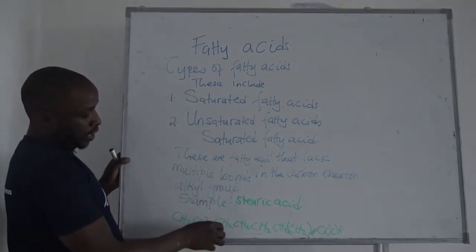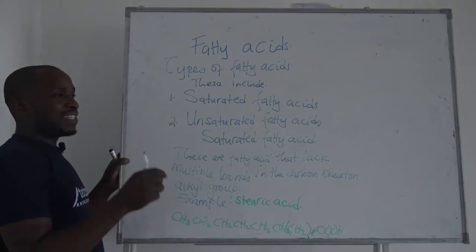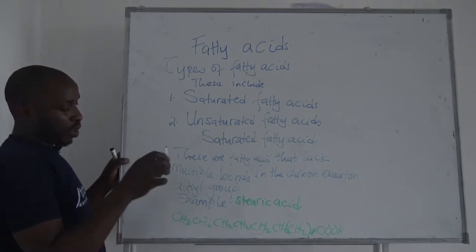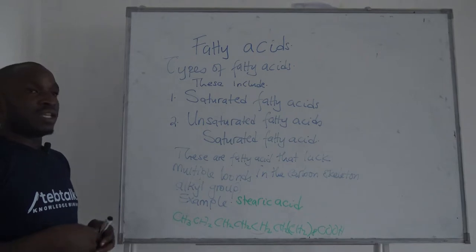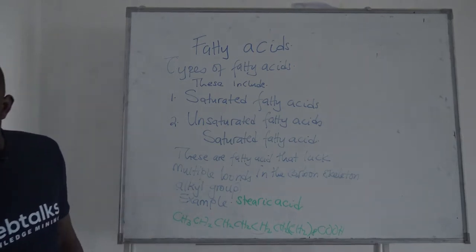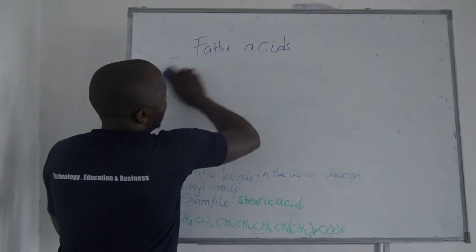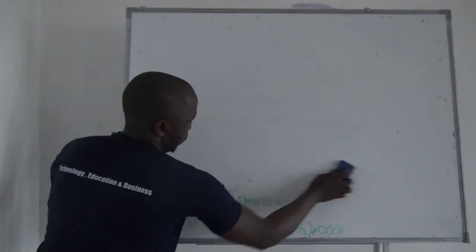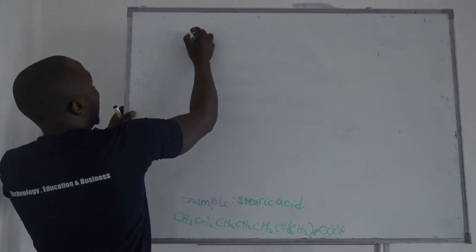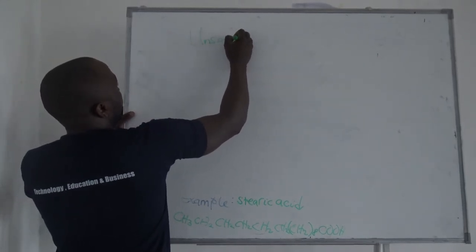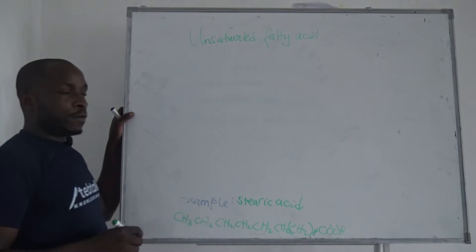In the carbon atom skeleton, the carbon there is fully saturated. It has maximum bonds. It has carbon to carbon single bonds and no multiple bonds. Multiple bonds would be a double bond between carbon atoms or a triple bond between carbon atoms. The other one I want to leave there. The other one will be the unsaturated fatty acid.